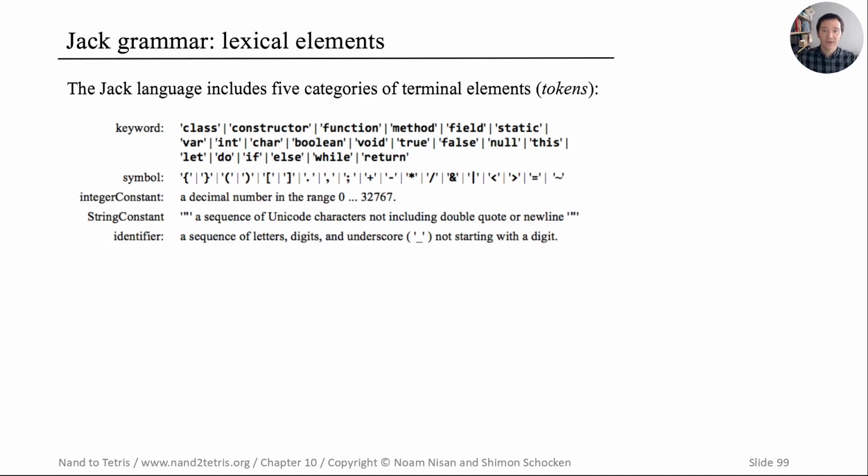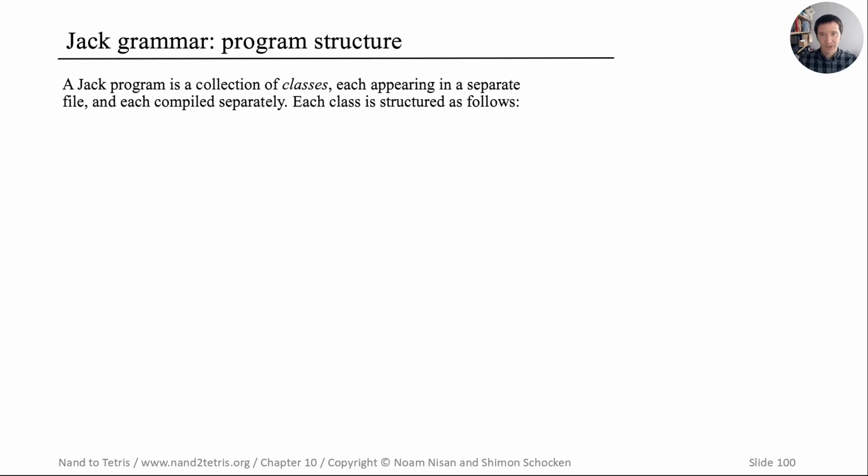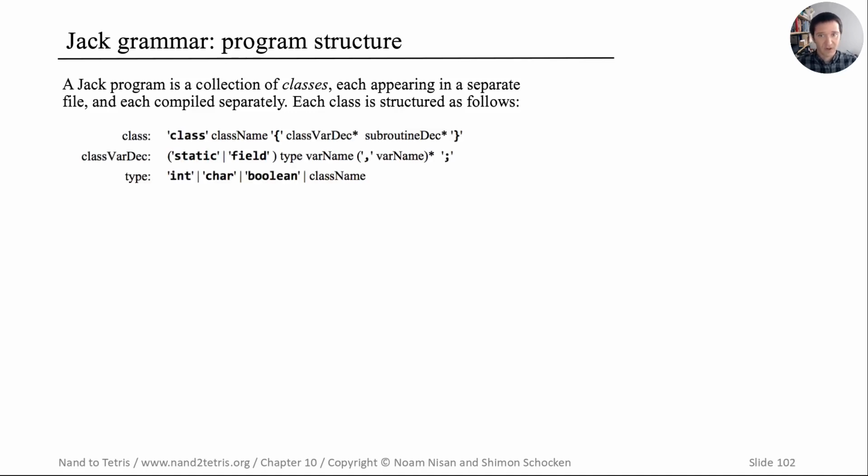An identifier is a sequence of letters, digits, and an underscore. So it's essentially anything that we have not otherwise seen as a keyword that's not starting with a digit. If it starts with a digit, we know it's going to be an integer constant.